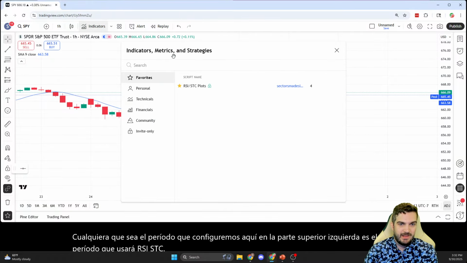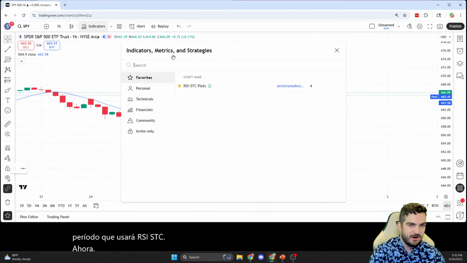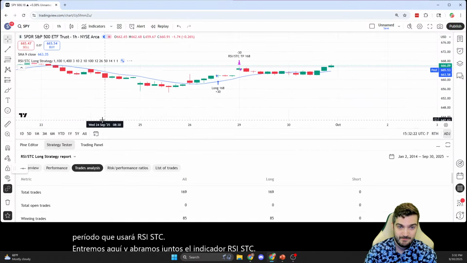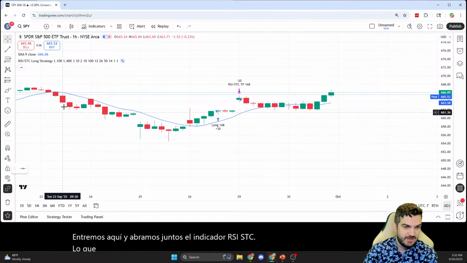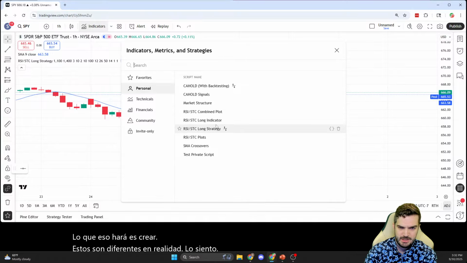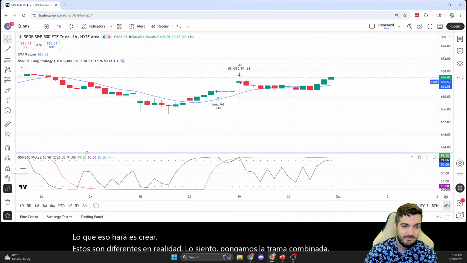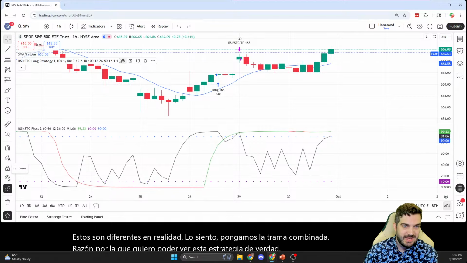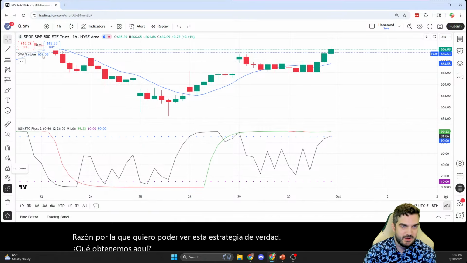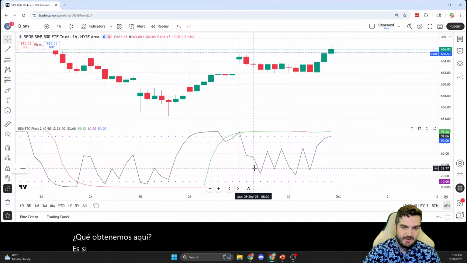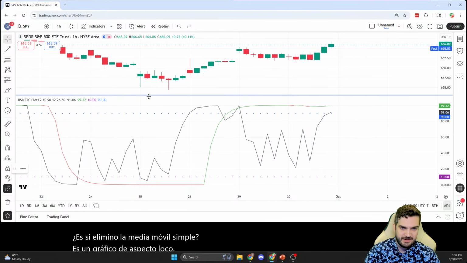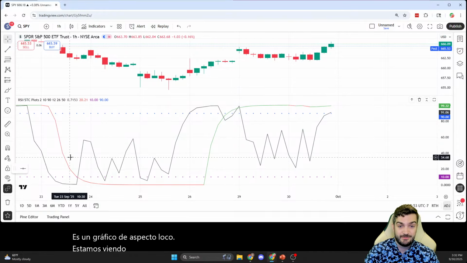Now, let's go in here and open up the RSI STC indicator together. What that will do is create these different plots, let's put on the combined plot. The reason is I want to be able to see this strategy for real. What we get here, if I remove simple moving average, is a crazy looking graph. We're looking here at this section below the prices.